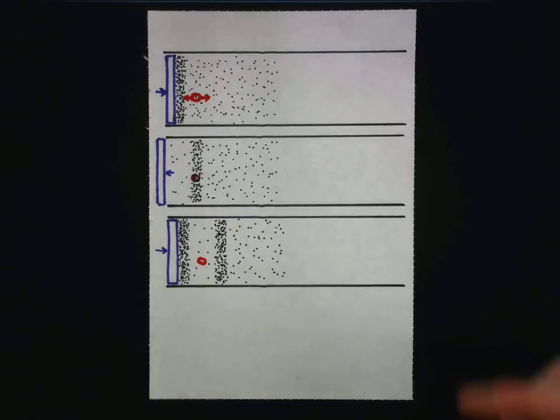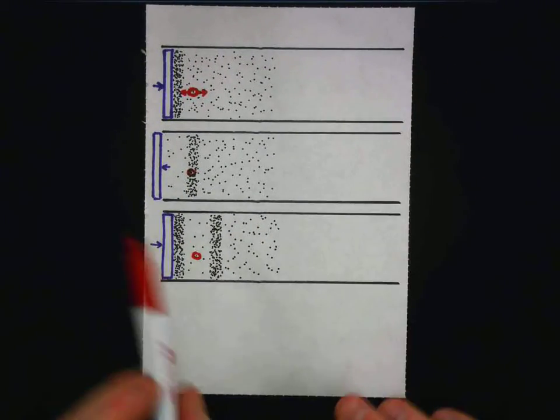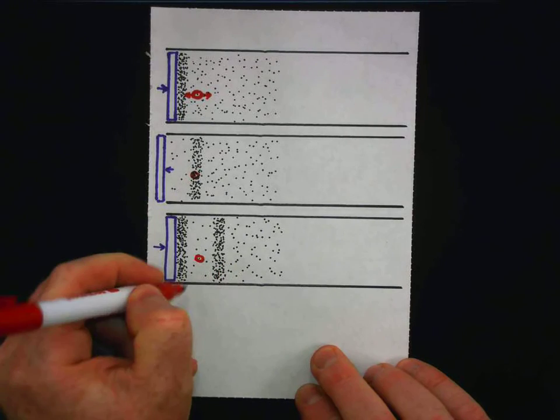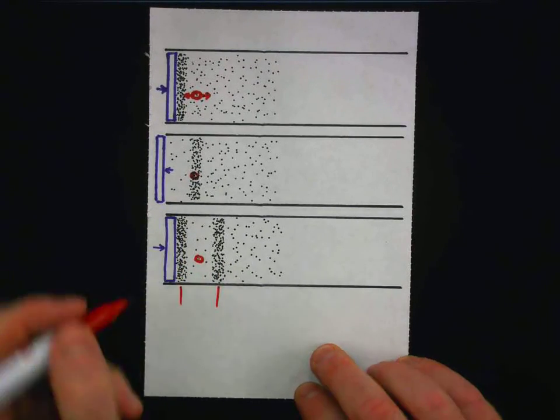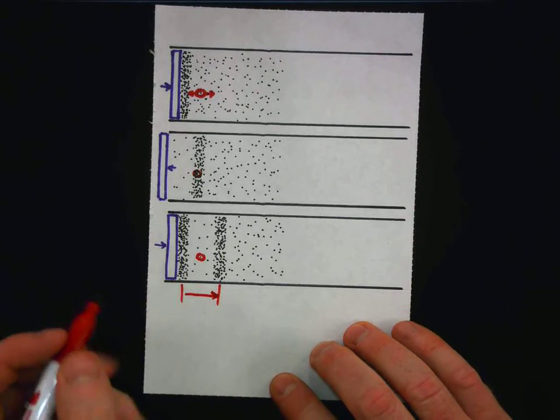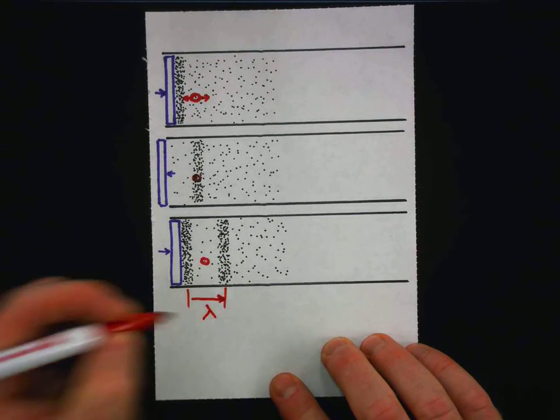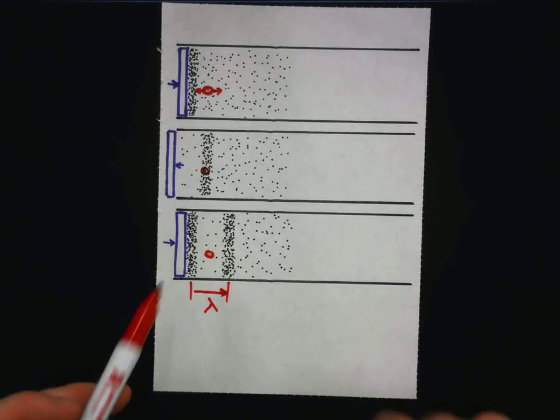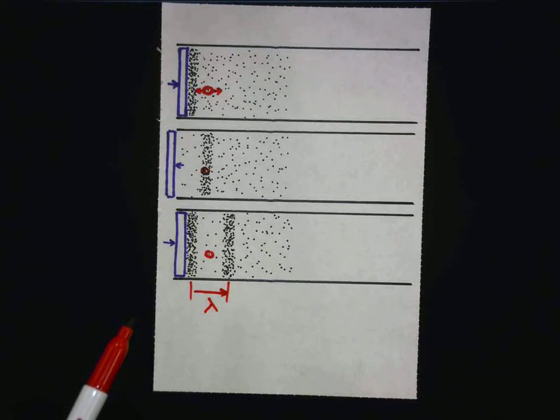So one more thing here. Check this out. We have a compression and a second compression. From one compression to the next, there's a distance right there, or a length you might say. So that is a wavelength, the length of one wave of sound in this air. Cool, huh?